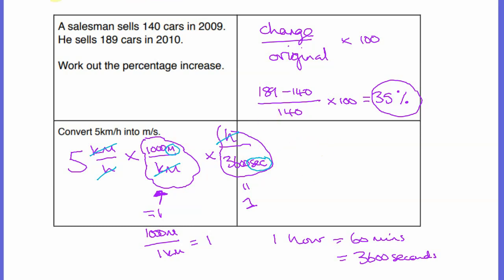So if I rewrite out what I have on these fractions, so 5, and then I've got 1,000 meters, and I've got 3,600 seconds from here. So if I do that in my calculator, 5 times by 1,000 and then divided by 3,600, I'm going to get 1.38 meters per second.